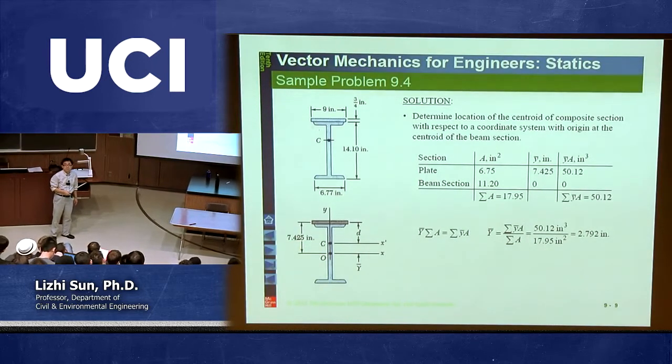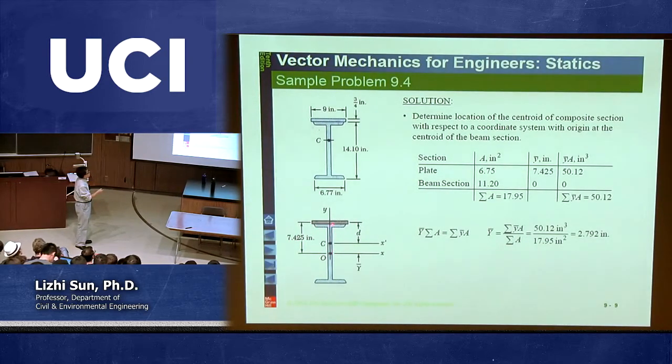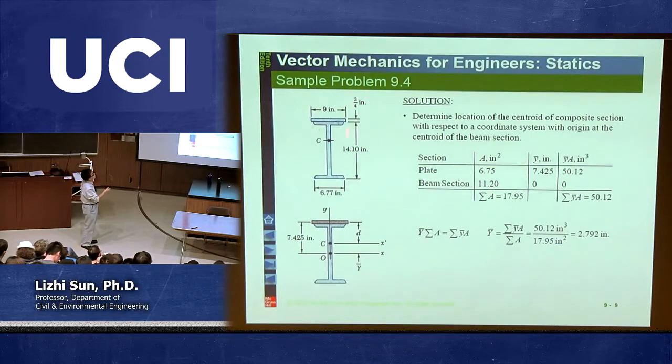Any questions? That should be simple geometry. Again, this number is obtained from O to the bounding point, which is 7.05, plus half of this small height, which is 3/8. It should be 7.425, and that is y bar for this plate area. That's why you put 7.425 here.